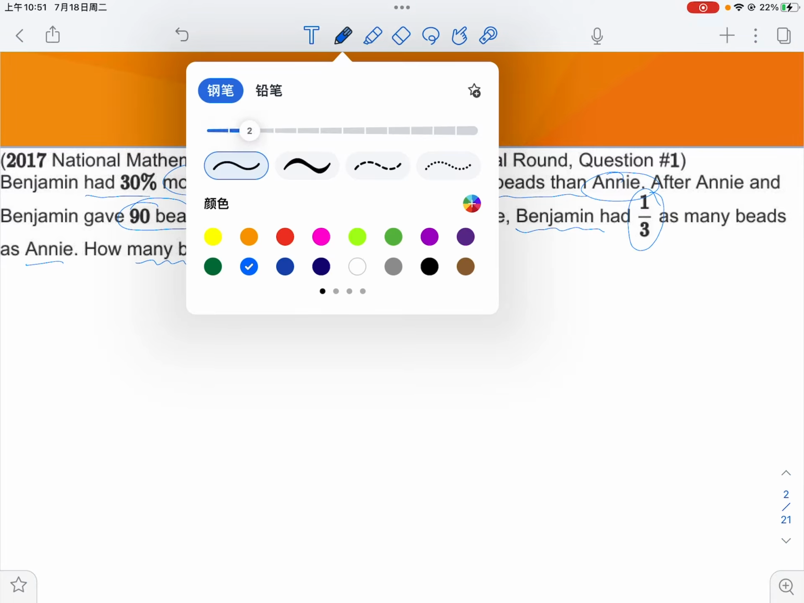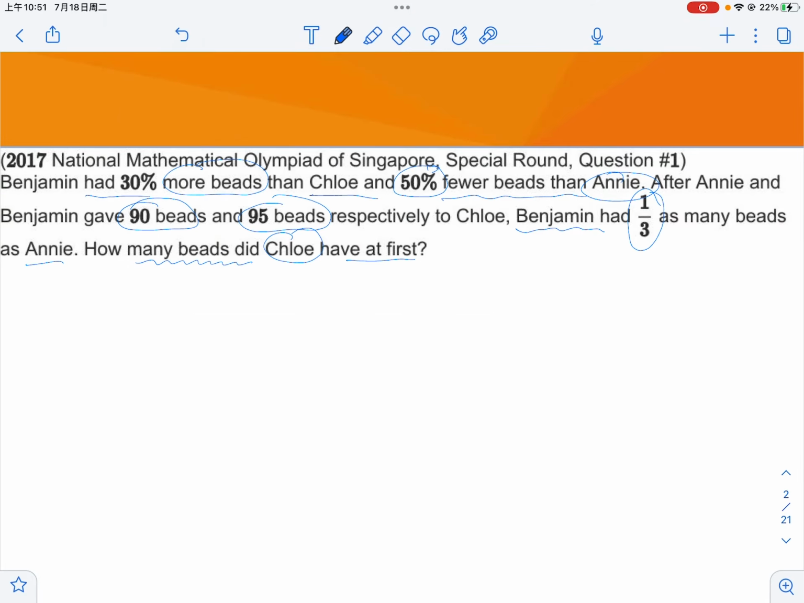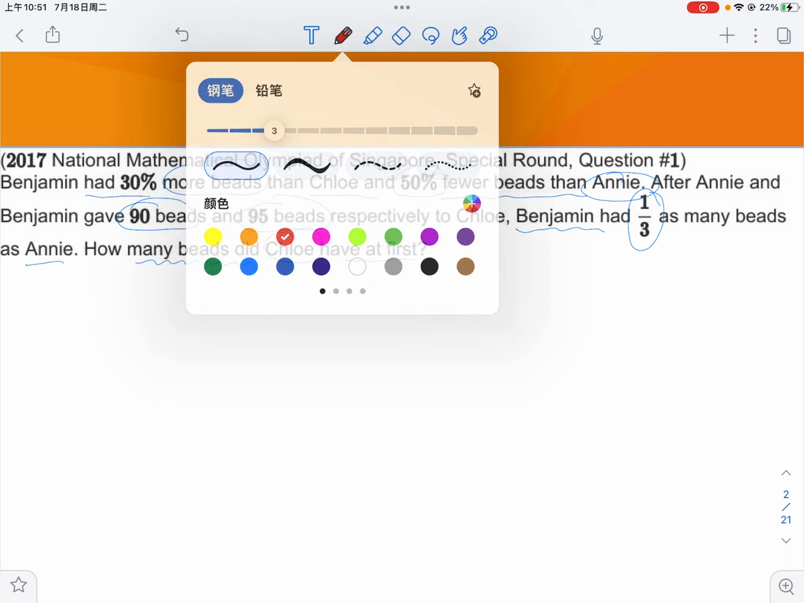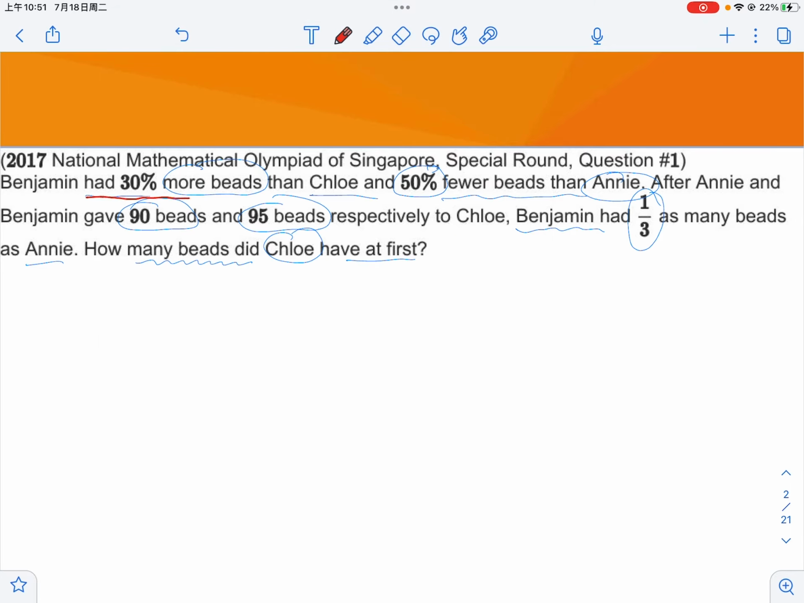For this question, I think we can use a table to represent it. Let me use the red pen. B had 30% more beats than C, right? So we can write B equals 1.3C, and 50% fewer beats than A, which means B equals 0.5A.